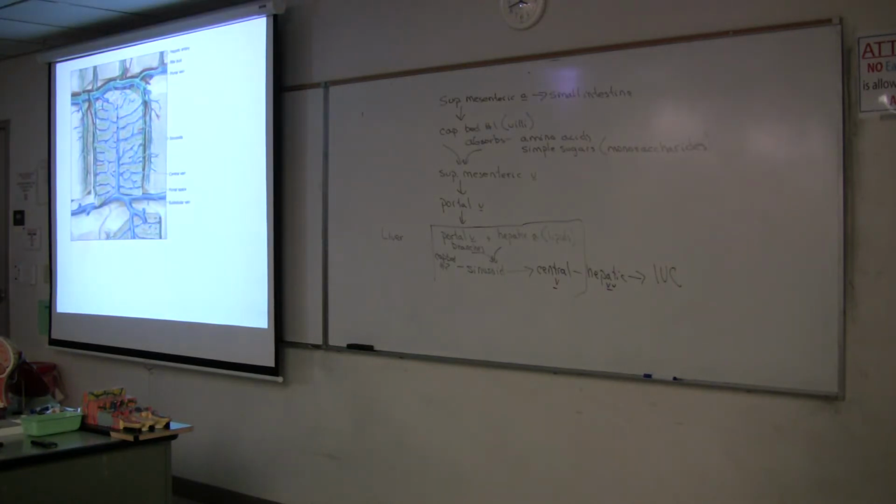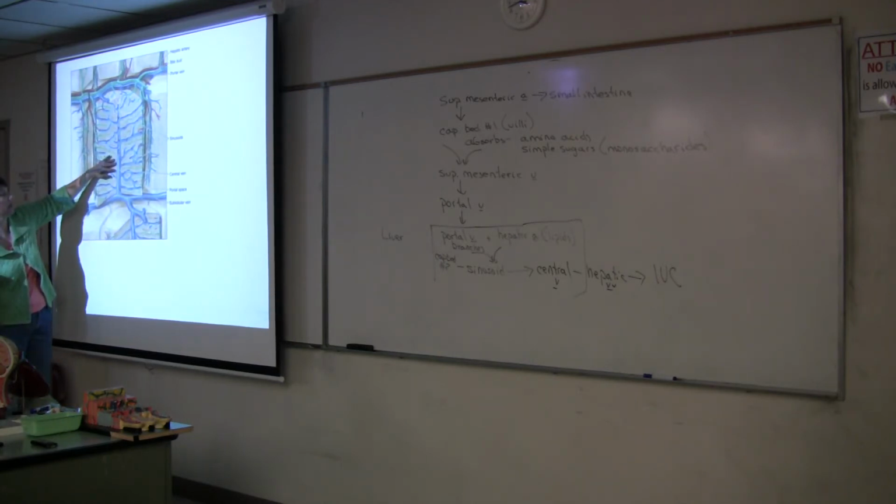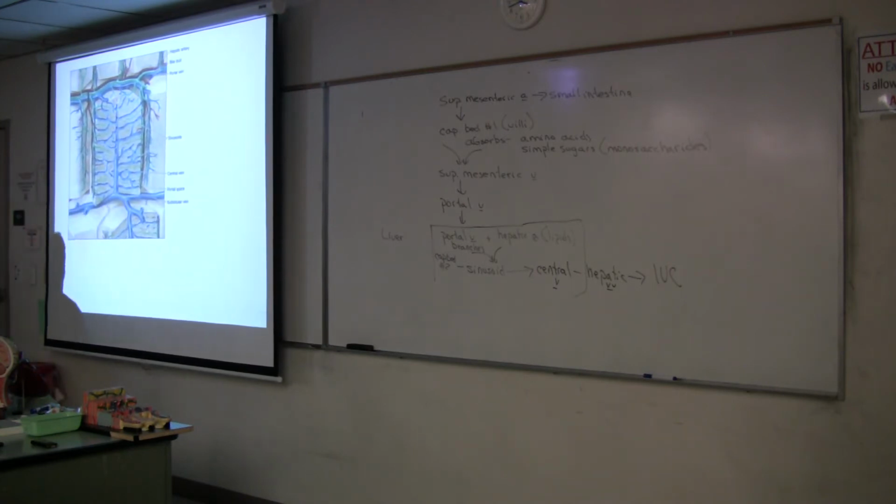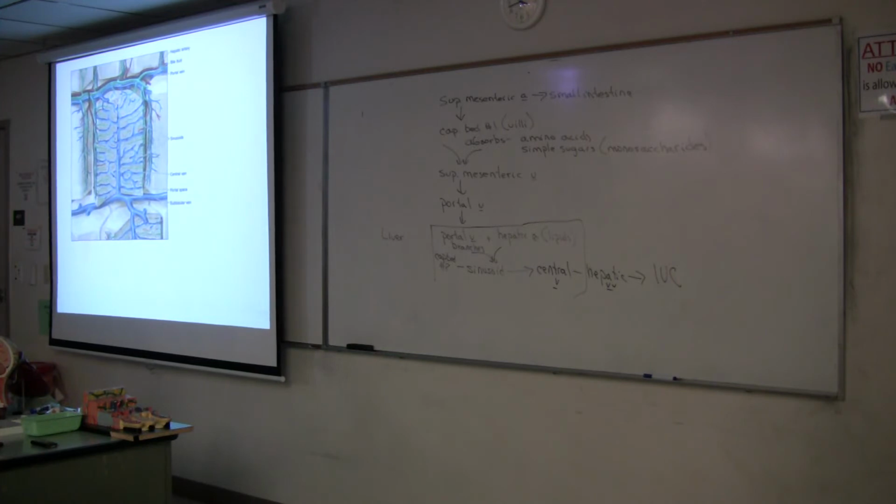So just another viewing of the cross-section. Here would be the corner with the portal triad, sinusoids flowing in this direction into the central vein, and then from there heading to the hepatic vein. So the space that you've illustrated with your hand behind your back would be known as the bile canaliculi? Yes. I'll show it to you in an electron micrograph as well.